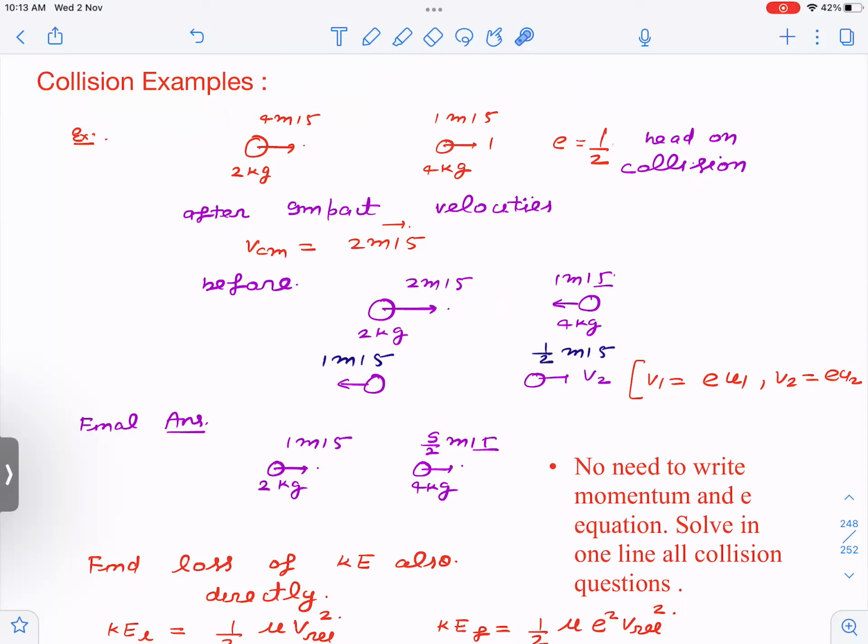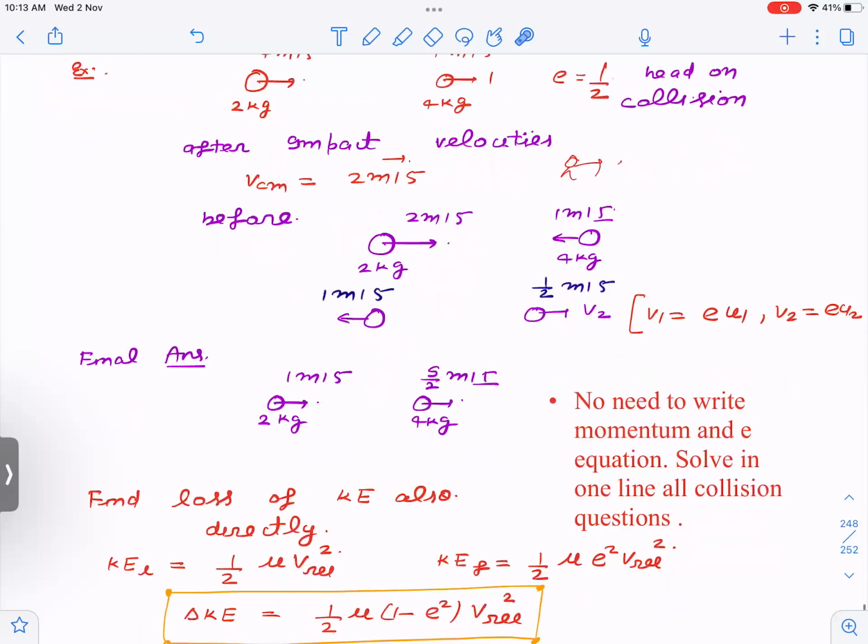Final answer, convert back. This is 2, and then this becomes 1, and this is again half plus 2, 5 by 2, right? This is CM velocity. CM is going right with 2, convert back. No need to write momentum. The more lines you write, the more chances for you to commit a mistake, right?